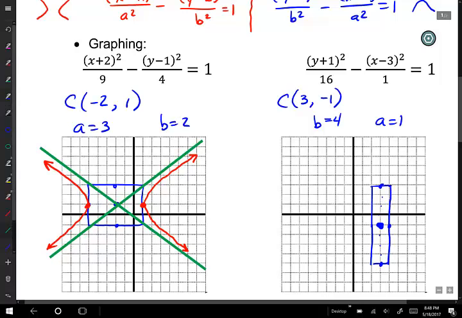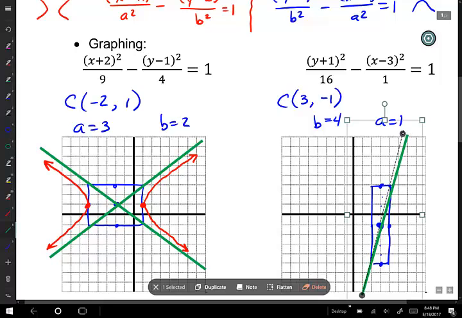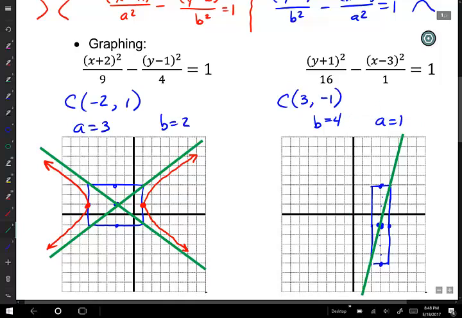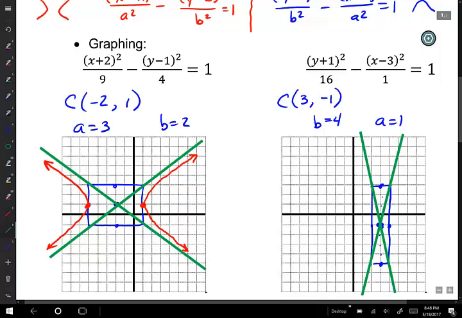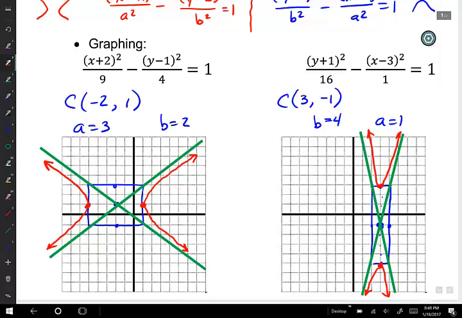Now I'm going to draw my asymptotes again through my corners. And an asymptote on the other side through my corners. Now this hyperbola is going to go up and down. So I'm going to start at my upper point, and I'm going to approach my asymptote on either side. I'm going to start at my lower point and approach my asymptote on either side. And the reason, once again, this goes up and down is because the y squared is positive and the x squared is negative.